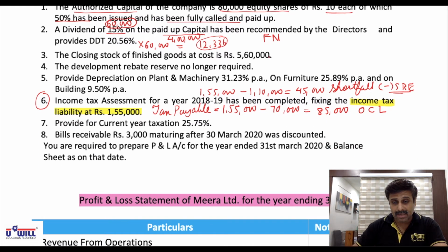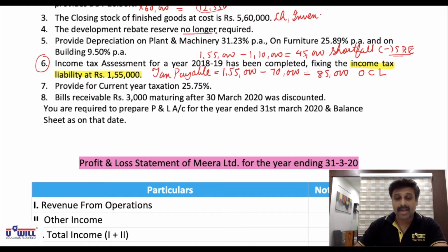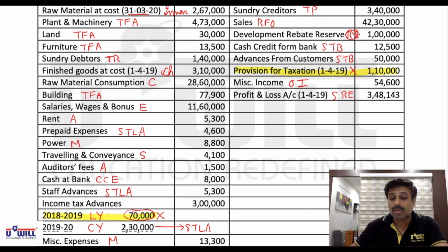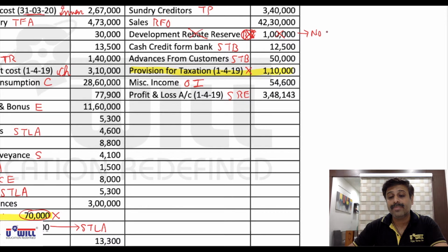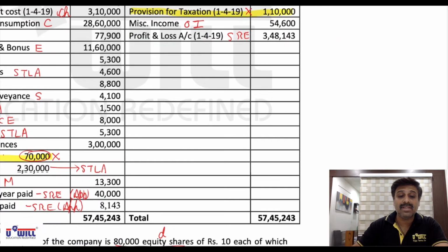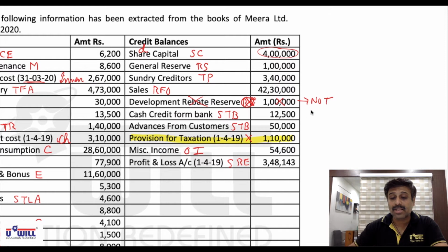Closing stock of finished goods will come in change in inventories and also inventories. Development rebate reserve is no longer required. So we will withdraw it from the P&L account, meaning we will add it in the statement of retained earnings, and it is no longer required. So this effect is not to be given. It will not come in reserves and surplus because it is no longer required. Earlier we were going to write it in reserves and surplus, but since it is no longer required, now it will not come in reserves and surplus. It is not required, so no further effect is to be given. I hope everyone is clear with that.